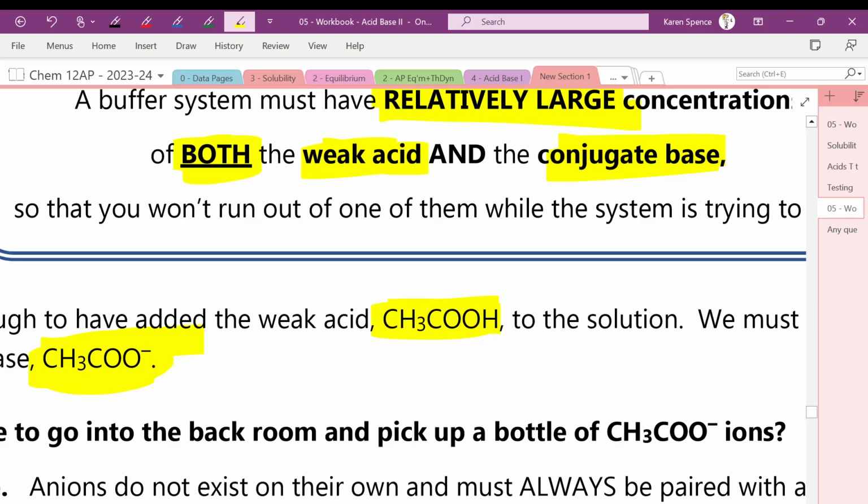Can you go into the back room there and grab me a bottle of acetate ions? Like, will you see a bottle back there labeled acetate? No. Why not? It's not possible to have isolated ions. If you have an anion, you must always have a cation.